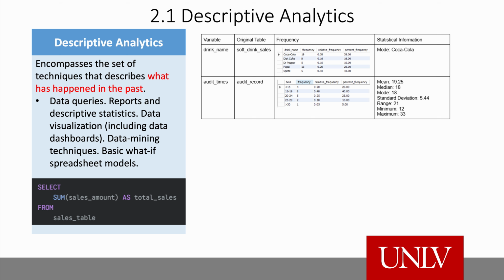Reports and descriptive statistics give you the big picture. Reports provide a structured summary of the data, while descriptive statistics such as the mean, median, mode, standard deviation, and range quantify basic features of the data. They can offer a clear and concise overview of the data. For example, here is a sales report summarizing the sales of different soft drinks along with statistical information across various audit periods.